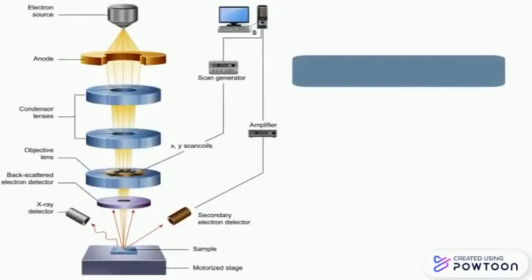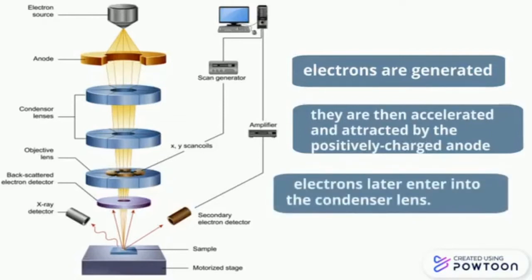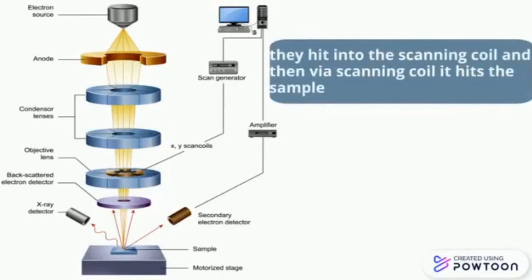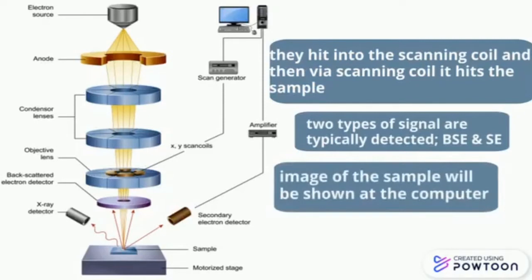Firstly, the electrons are generated at the top of the column by the electron source, which is a heated tungsten filament, and then they are accelerated and attracted by the positively charged anode. Then they enter the condenser lens. Next, the electrons pass to the scanning coil, and via the scanning coil they hit the sample. Two types of signals are detected, which are backscattered electrons and secondary electrons. Lastly, the image of the sample will be displayed on the computer.